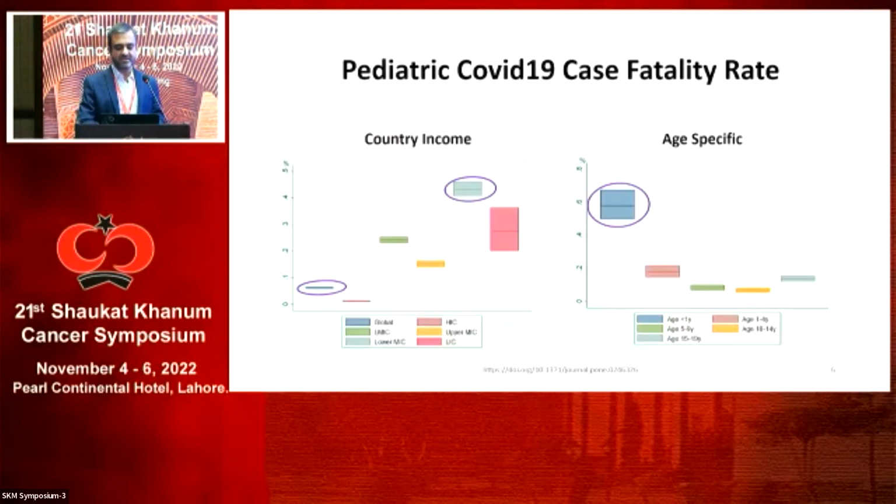And if we look by country income, we see that LMIC children are at high risk of developing severe COVID, and their mortality rate is also around 4 to 5% compared to 1% in adults. And if we look at age, younger children, traditionally the infant age group, are more prone to develop severe disease as well as mortality. Their case fatality rate is around 4 to 6% as compared to older children.